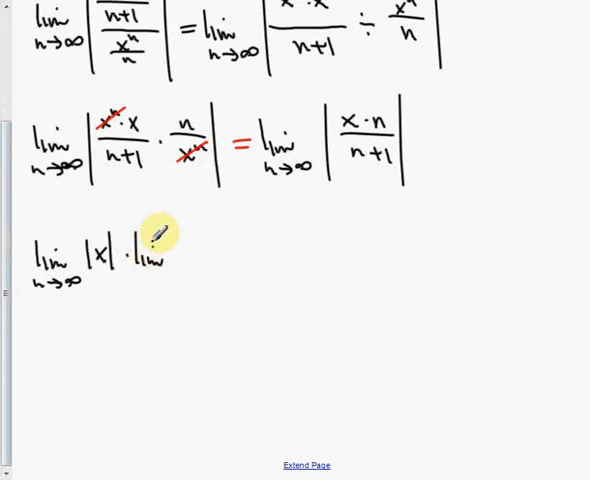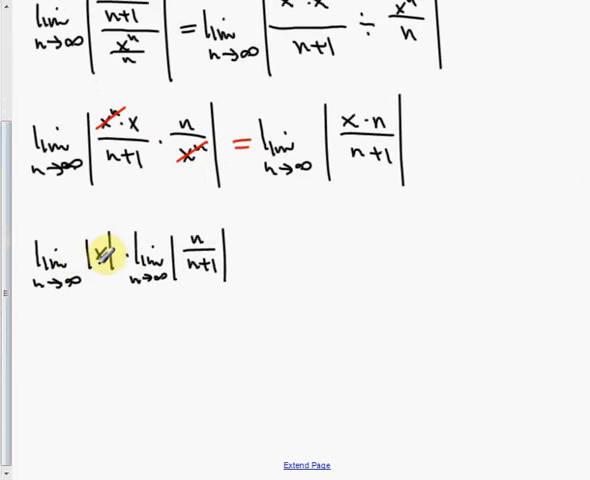I can break my limit up, if you recall from calculus 1 toward the beginning of calculus 1, that the limit of a product is the same as the product of the limits, right? The limit of the quotient is the same as the quotient of the limits. So if you say the limit of x divided by y, that's the same as the limit of x divided by the limit of y, right? So here I have a product, I have x times something else. So I'm going to take the limit of x, then times the limit of what I have left over here. This is n all over n plus 1. Here, this is also as n goes to infinity.